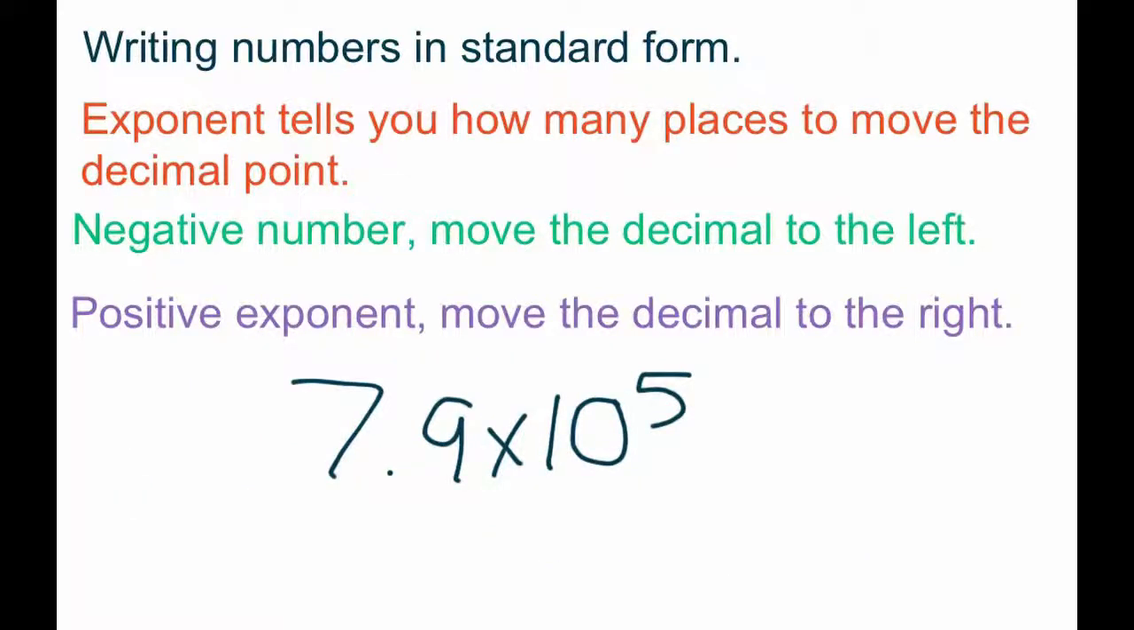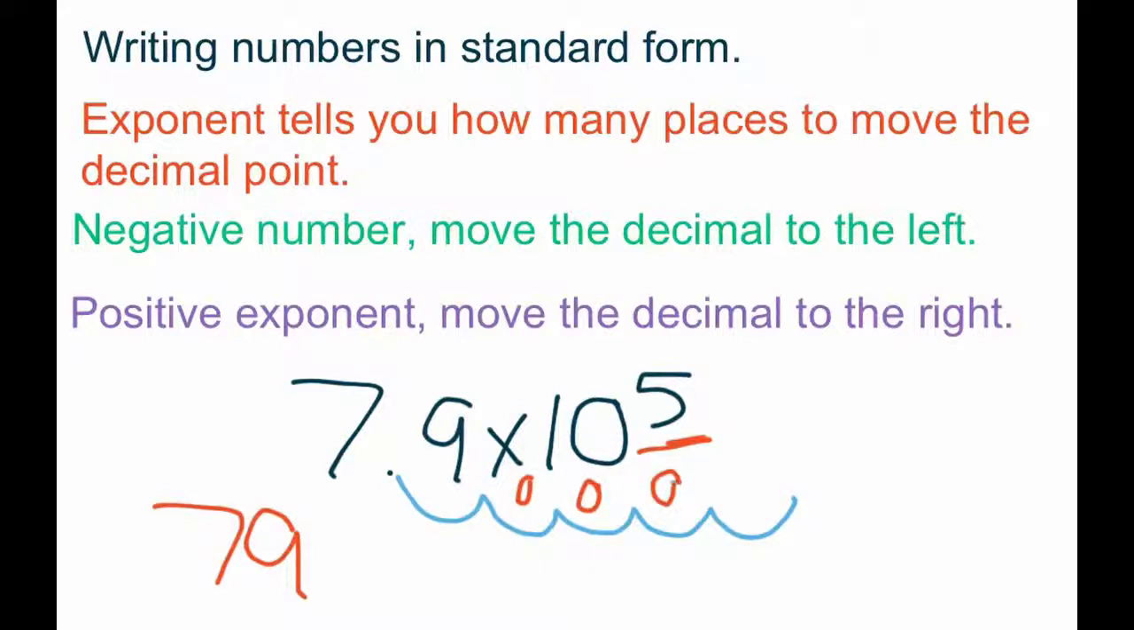Let's try another example. Here we have 7.9 times 10 to the 5th power. Since our exponent is positive, we are going to move our decimal point to the right. So we'll move it 1, 2, 3, 4, 5 places to the right. So our new number is going to be 7, 9, and we would add zeros into the empty spots. So we would add 1, 2, 3, 4 zeros. And this would be our new number.